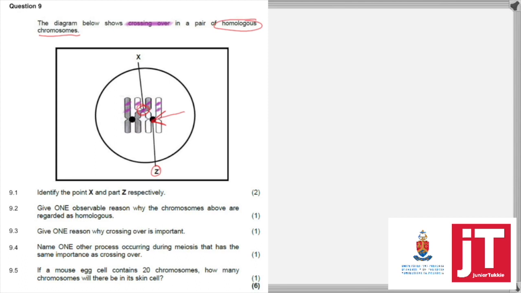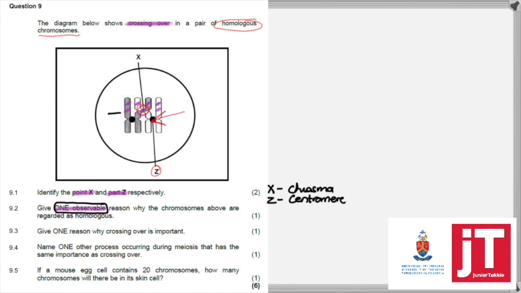So when they talk about an observable reason for this pair to be regarded as homologous, we need to refer to something else. We can't say that they have the same genes at the same locus from the centromere, because that's not observable in the image that I'm given. But what is observable? These over here are observable. I haven't written in the answers here, so I'm going to quickly write those answers in for the chiasma and the centromere.